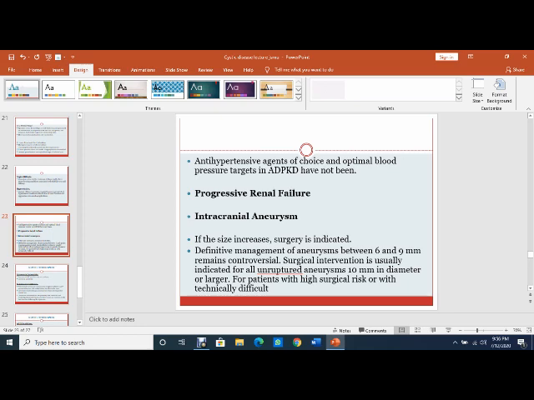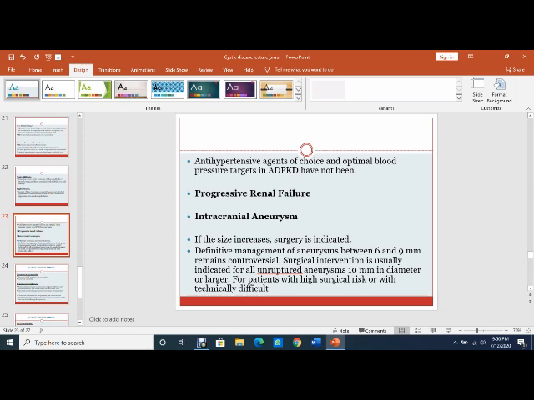Progressive renal failure: how to decrease the progression of renal failure? Avoid nephrotoxic agents, hydration therapy, control of blood pressure, and regular follow-up. Then we can slow the decline of renal function in this patient, the progression of the CKD.